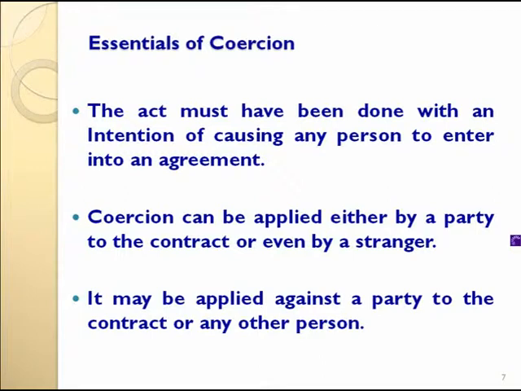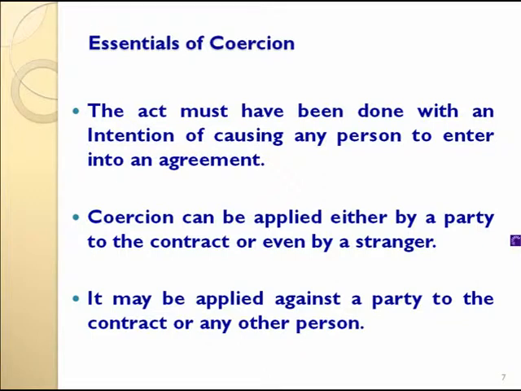Second point, coercion can be applied either by a party to the contract or even by a stranger. This is a very important and interesting point, that it is not always required that only the parties to the contract can do coercion. Any stranger, who is not part of the contract, can also do something on behalf of anyone else against the party from whom he wants to take the consent. So it doesn't require that only the parties can do the coercion. A stranger can also do coercion on behalf of any party to the contract.